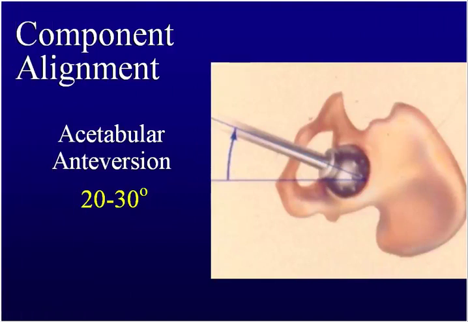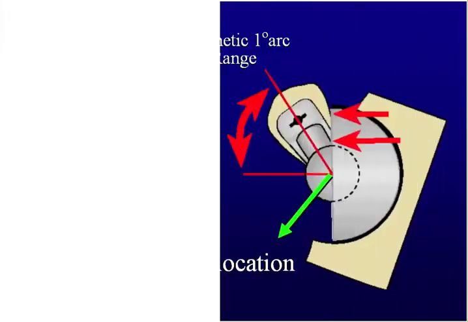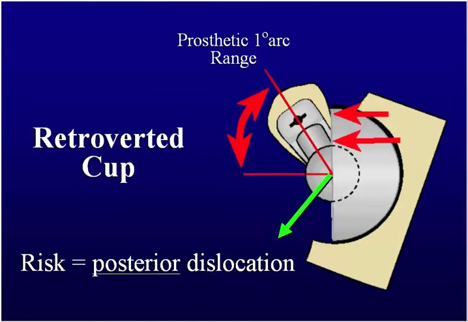Acetabular version needs to be between 20 and 30 degrees to center it in the patient's arc range. So in this case, this is a left hip. Cup anteversion is too high. Here, the anteversion is probably about, what would you say, about 60 degrees. And so when you come in extension, you're going to come out the front. So here's the anteversion corrected down towards 30 degrees. Similarly, if you have a retroverted cup, you're going to flex up and you're going to come out the back. So a retroverted cup is going to impinge, and you're going to run the risk of posterior dislocation. So anteverted cups, anterior dislocation; retroverted cups, posterior dislocation.